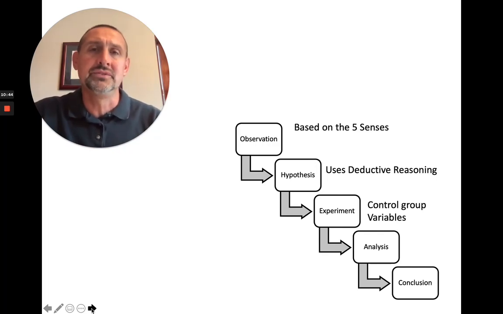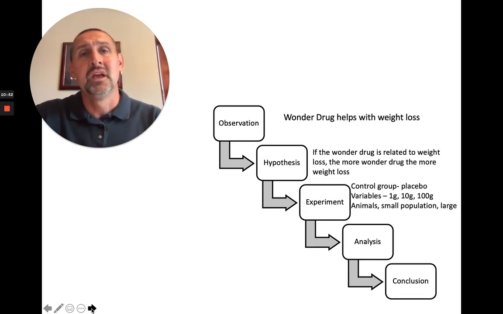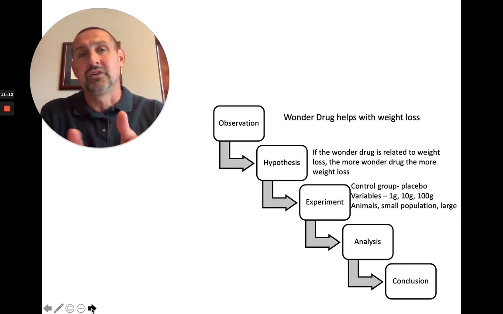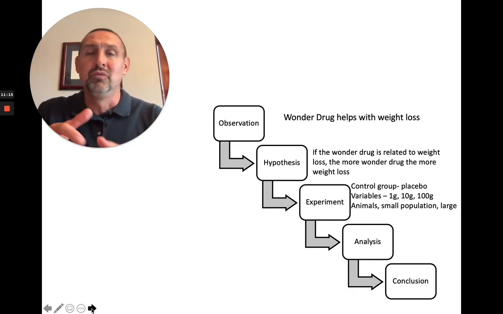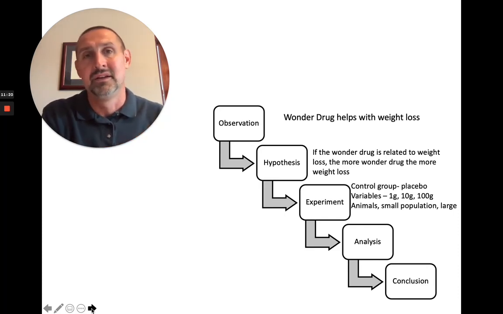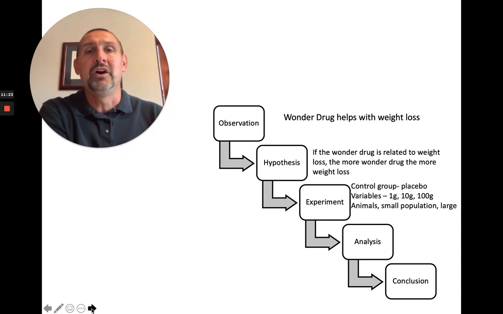So let's go back to our claim that this Wonder nutrient is going to melt away huge amounts of weight. And let's see. So we make this observation: this nutrient might affect weight loss. We come up with a hypothesis. If the Wonder drug is related to weight loss, then the more Wonder drug, the more weight loss. So how do we set up that experiment? We get a control group, give them a placebo. Then we get group 1, and we give them a small amount of Wonder drug, 1 gram. Group 2, we give them a larger amount, 10 grams. Group 3, we give them 100 grams.